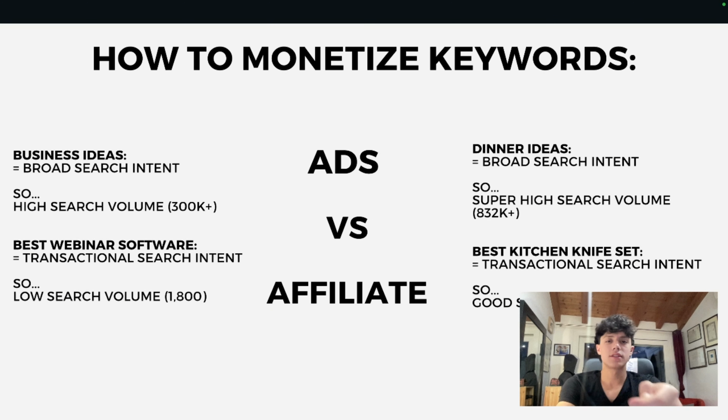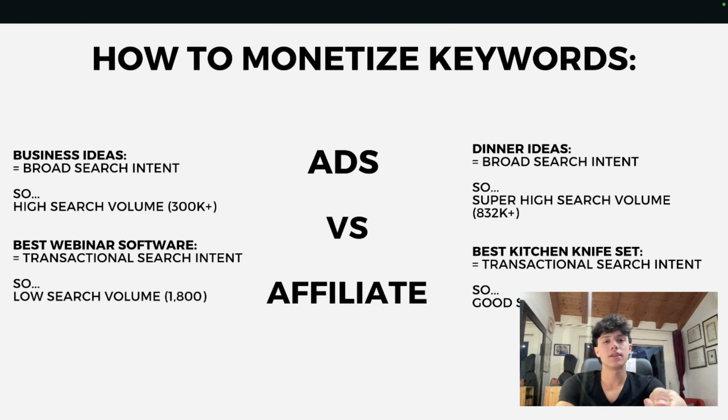Now let's take another example. Let's take best webinar software. When you're looking at best webinar software, this equals a transactional search intent, and so a low search volume. So it's something that is a lot better for affiliate links, because when someone is searching for best webinar software, they are most likely looking for a product to buy.